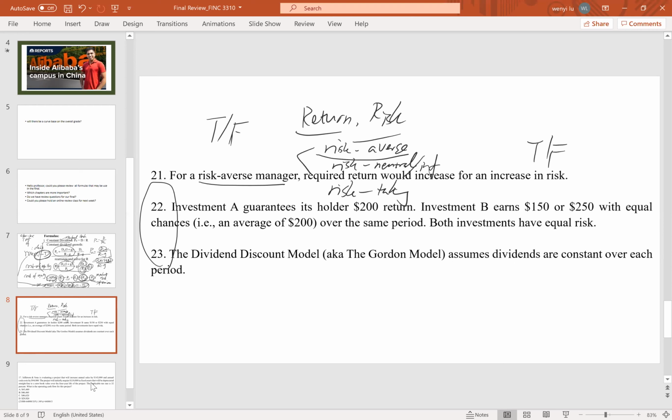whether risk increases or decreases, these investors do not care. They don't care about the risk. So they are indifferent to risk change.